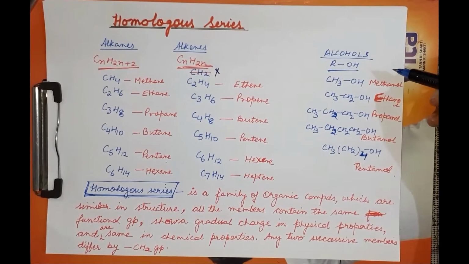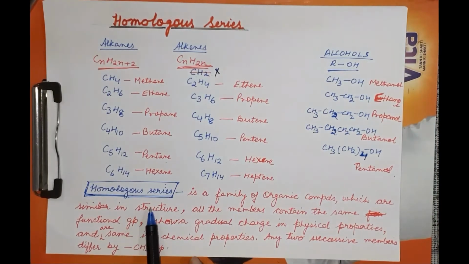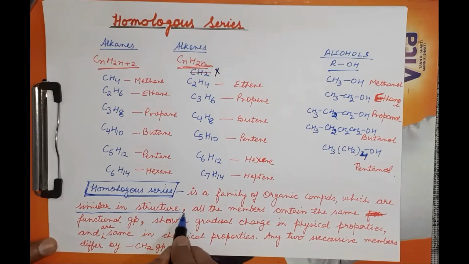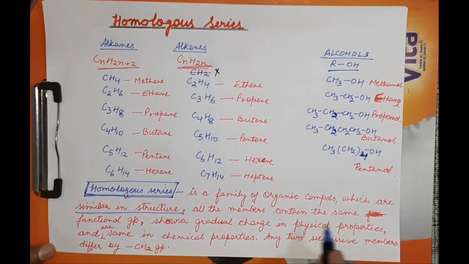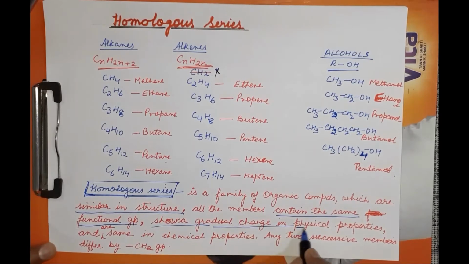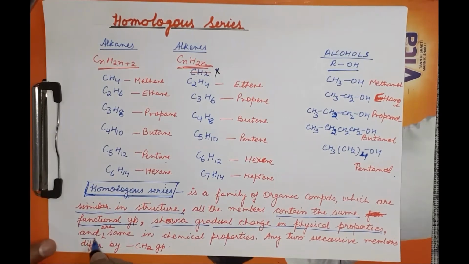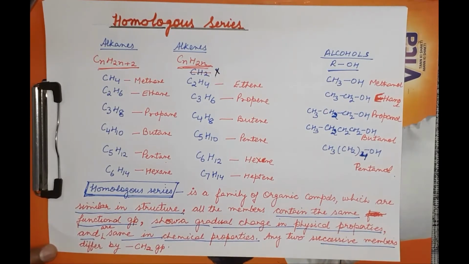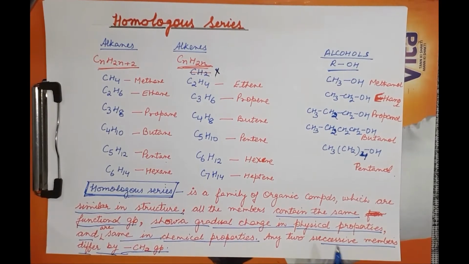In a general way, what is the definition of homologous series? We can say a homologous series is a family of organic compounds which are similar in structure. All molecules contain the same functional group, show a gradual change in physical properties and are the same in chemical properties, and any two successive members differ by a CH2 group only. Now I will explain.